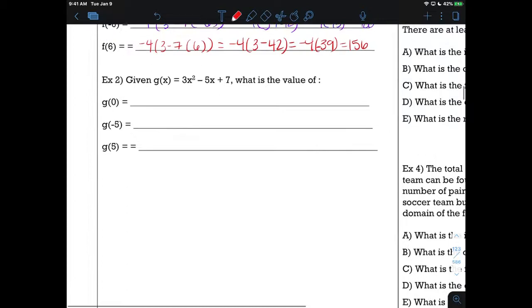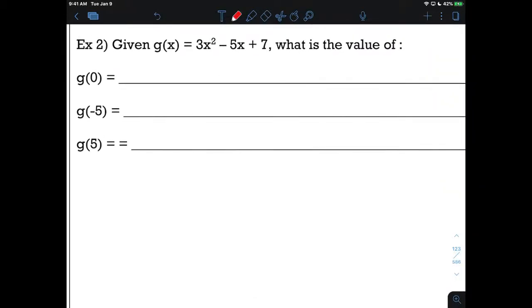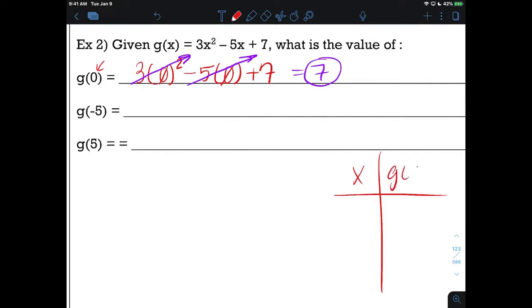So here they said g of x is equal to 3x squared minus 5x plus 7. So first thing I want to do here, I want to plug in my x equals 0. So 3 times 0 squared minus 5 times 0 plus 7. Okay, so good thing about this one, they made it super simple. So my answer for the first one is 7. So if I wanted to put that in a table, that would be my first point. Okay. Now, let's do the next one.